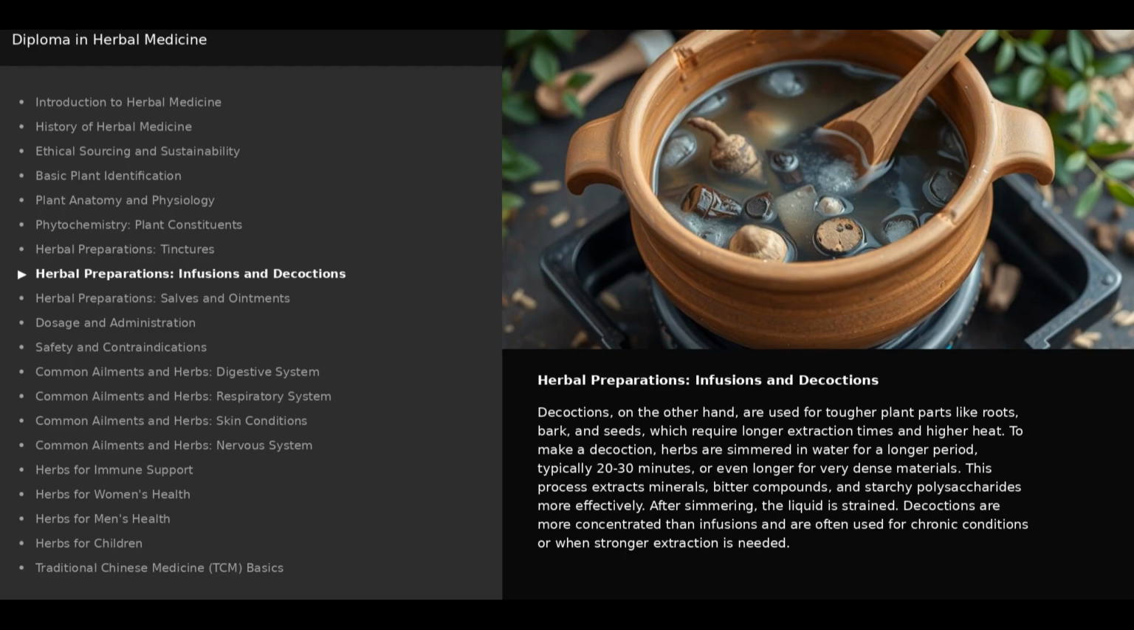Decoctions, on the other hand, are used for tougher plant parts like roots, bark, and seeds, which require longer extraction times and higher heat. To make a decoction, herbs are simmered in water for a longer period, typically 20 to 30 minutes, or even longer for very dense materials. This process extracts minerals, bitter compounds, and starchy polysaccharides more effectively. After simmering, the liquid is strained. Decoctions are more concentrated than infusions and are often used for chronic conditions or when stronger extraction is needed.